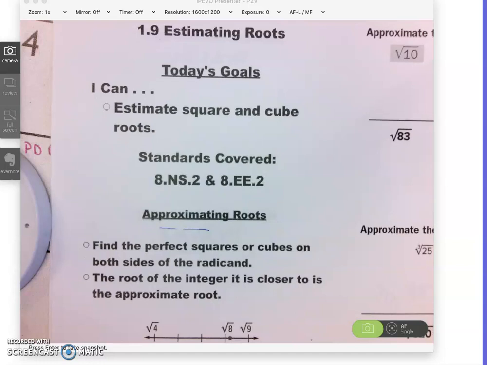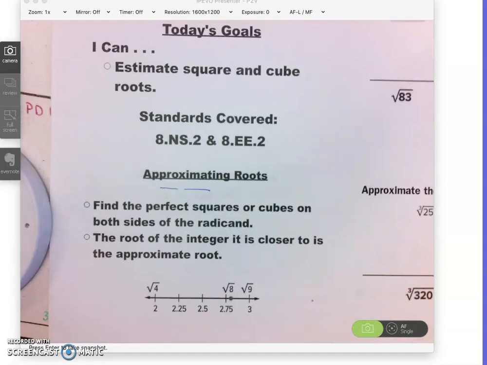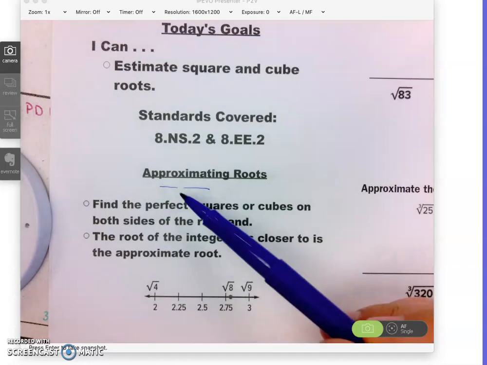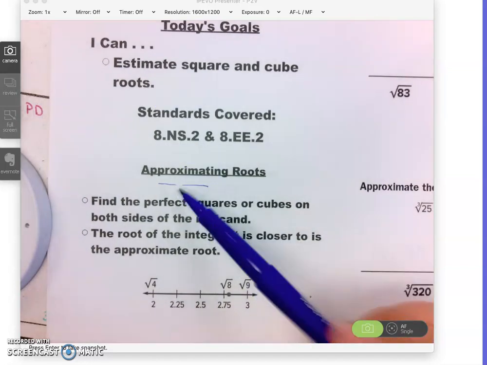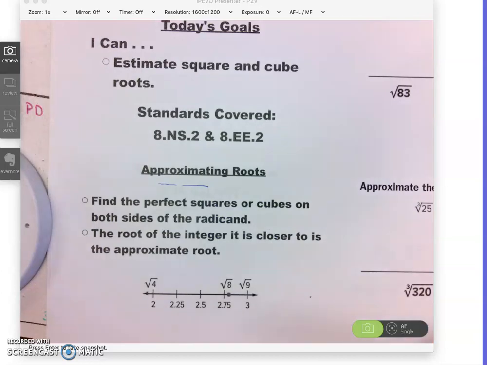Approximating square roots, we have a few steps. And remember, estimate is a general idea of what it is. It's not going to be exact because it's going to be a decimal number that's very long, and when estimating or approximating, we can tell about how much it's going to be.